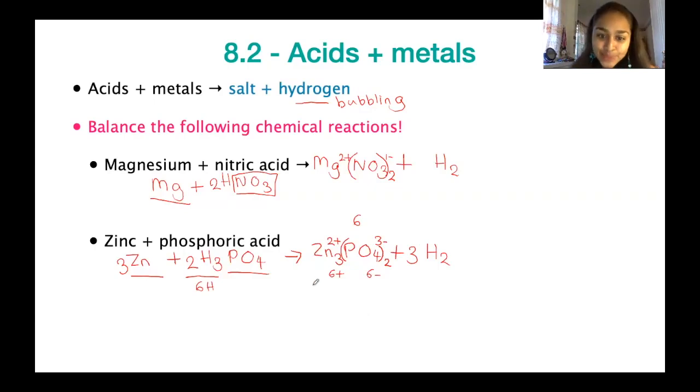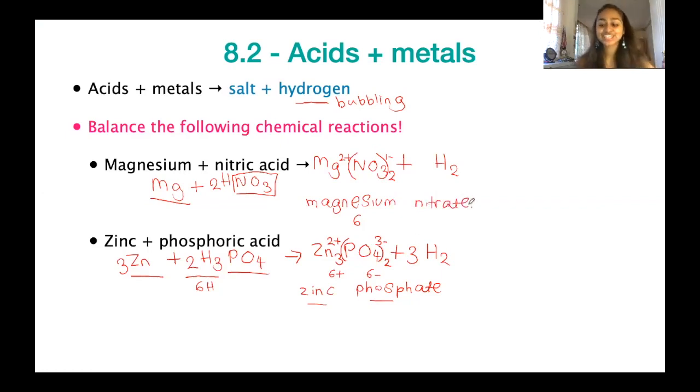Good. Last thing that's worth bearing in mind: how do you name this salt? The salt is named zinc phosphate. Again, we're starting off with the metal, and then we've got the non-metal, and you're naming the phosphate ion essentially. If I give you another example, if we look at the salt over here, this is going to be magnesium nitrate.